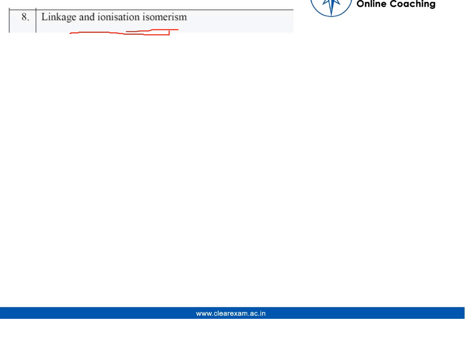In the earlier slide you have seen that there is a similar composition, that is Cl. So because of this there is ionization isomerism, and because of NO2 there is linkage isomerism.